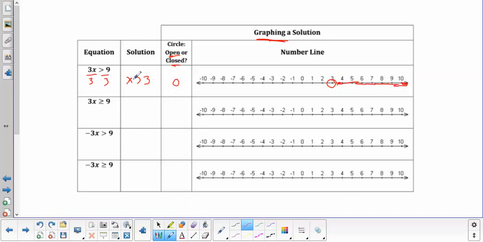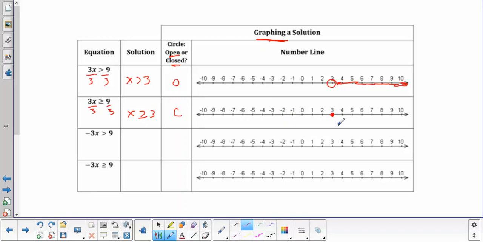I'll give you a little hint. Think of this like an arrow. That is telling you the direction to shade, so it's sort of pointing to the right, so we shade to the right. Let's look at another one. 3x is greater than or equal to 9. If we divide by 3, x is greater than or equal to 3. So greater than or equal to. Equal to is telling us to use a closed circle. Go to 3.